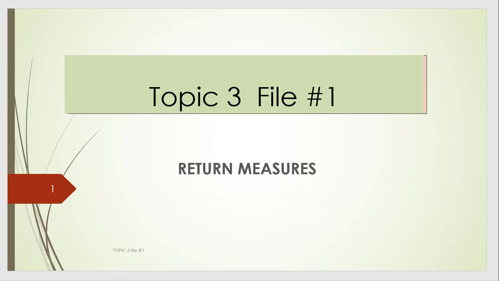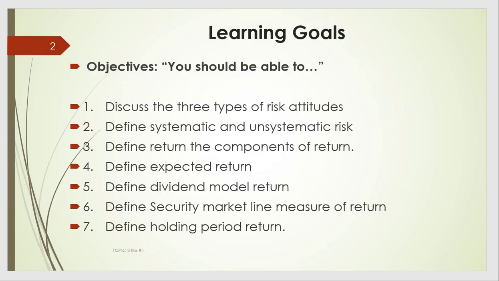Welcome to File 1. This is going to be talking about return measures, but before we start with return, let's look at an overview of what your learning goals are. I'm going to discuss 3 types of risk attitudes, so you should be able to discuss each of them. You should be able to define something called systematic and unsystematic risk. You should be able to define return and its components.